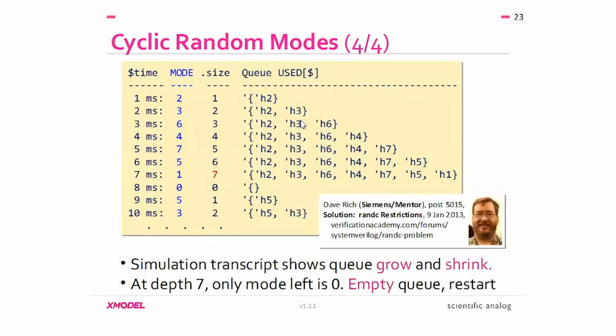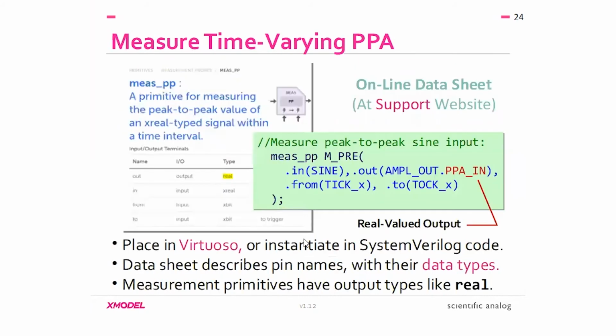So slide 23, here we see a simulation where the queue fills up. It's now almost full. There's only one value, 0, remaining to be used. So we can empty the queue and start all over again. Thanks to the blog by Dave Rich. It works great.